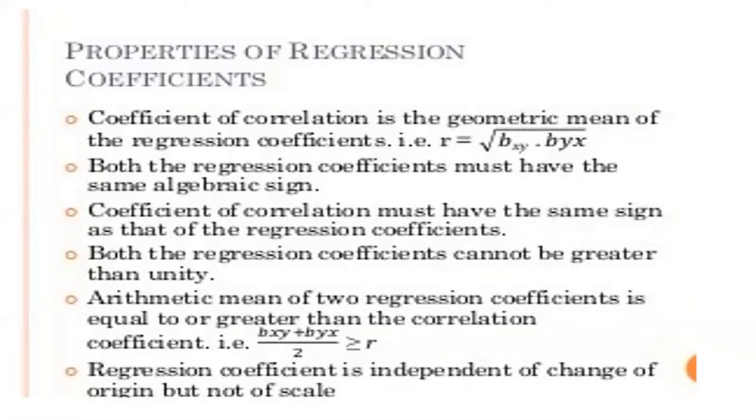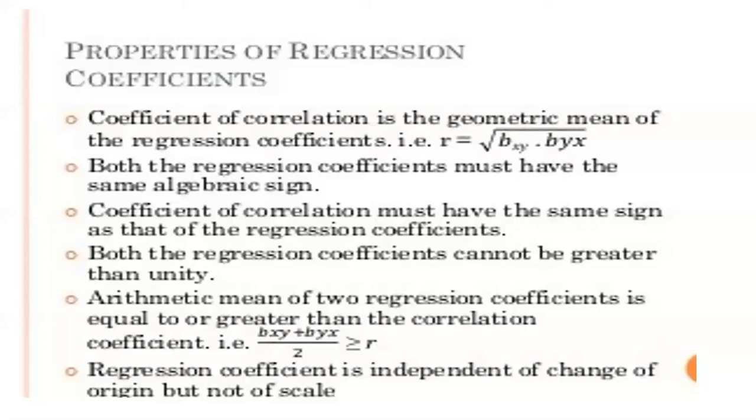Okay. So we were discussing the properties of regression correlation. The coefficient of correlation is the geometric mean of the two regression coefficients, that is, r is equal to the square root of bxy into byx. Both the regression coefficients must have the same algebraic signs. The algebraic signs of the regression coefficients should be the same. Then point 3: the coefficient of correlation cannot have a sign different from that of the regression coefficients. The sign of the correlation coefficient and the regression coefficient should be the same.